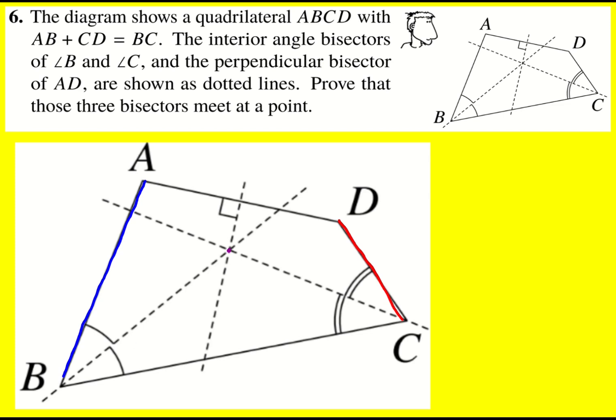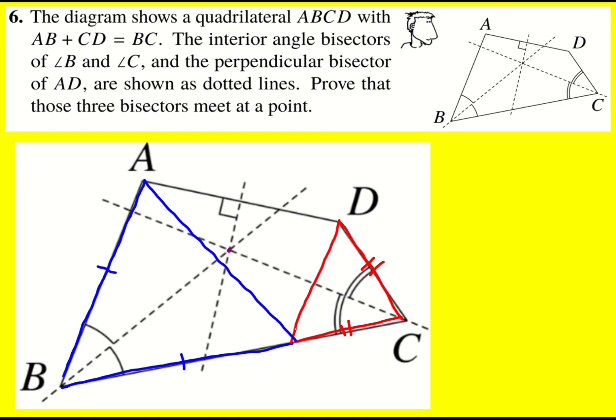So if I know that AB plus DC is BC, then I can draw in a part that is the same length as AB, and then the remaining part is going to be the same as DC. We must be able to do that. And what this does is create equal lengths here and here. And if we connect them, then we create two isosceles triangles.